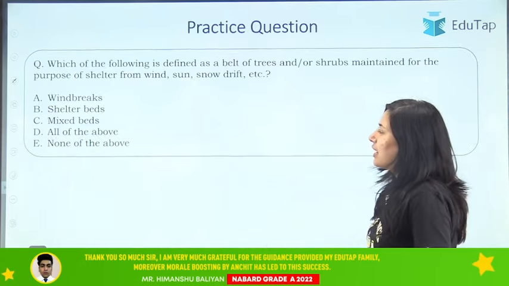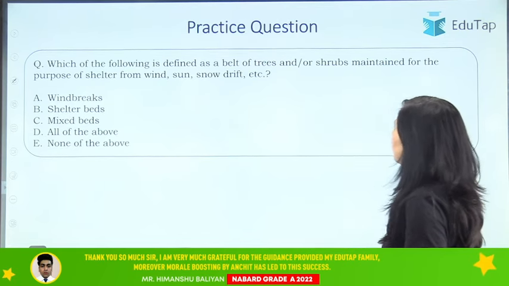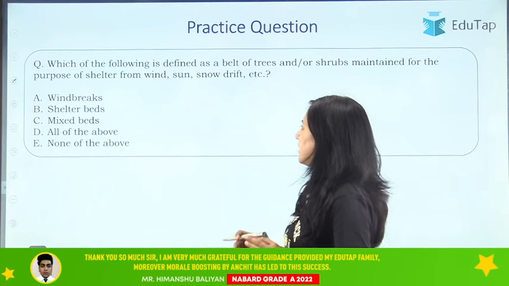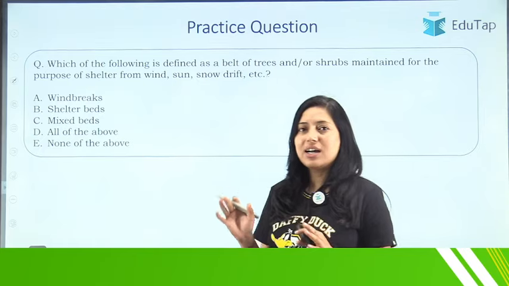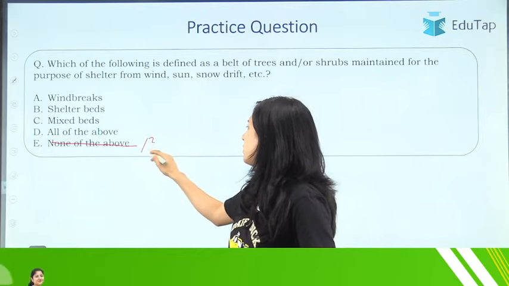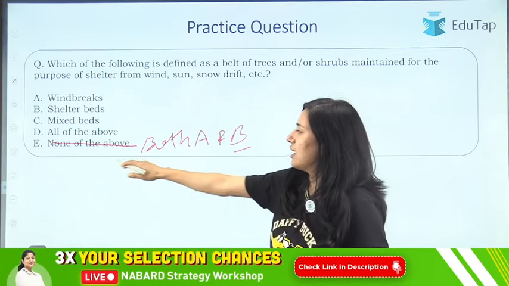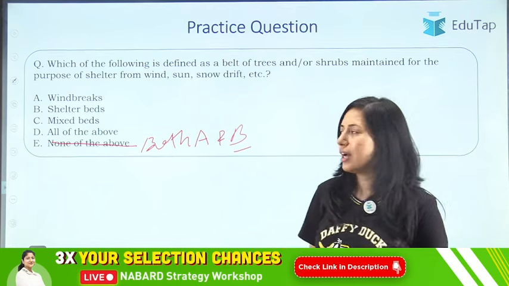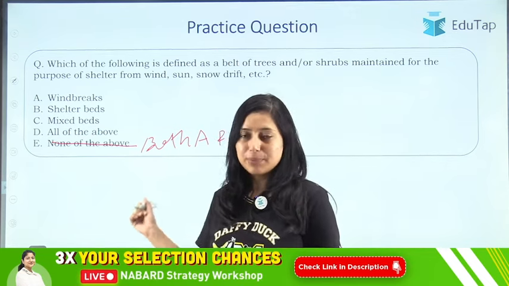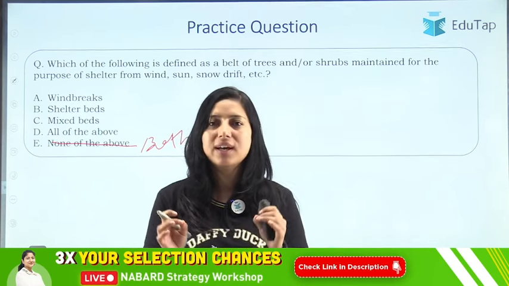Clear? Then we have a practice question for you: which of the following is defined as a belt of trees or shrubs maintained for the purpose of shelter from wind, sun and snowdrift? The last option I will give you is both A and B, and now you have to answer this question, right? This is the practice question for you. You have to solve this question, and do let me know the answer in the comment box.